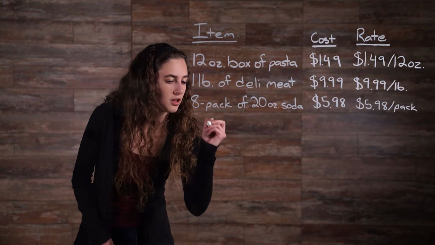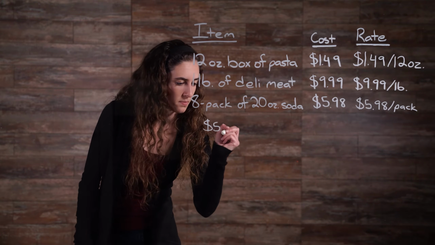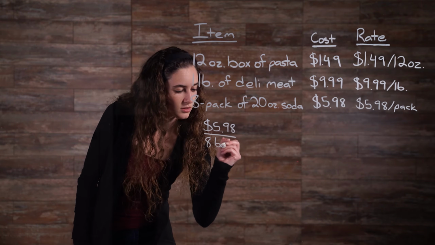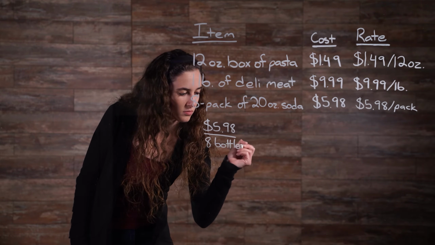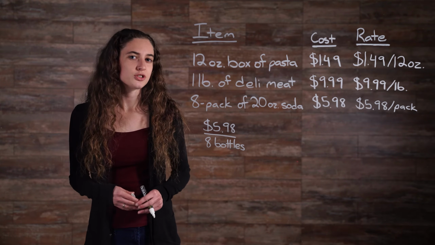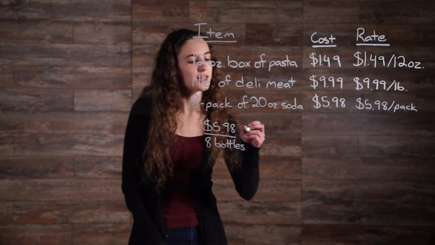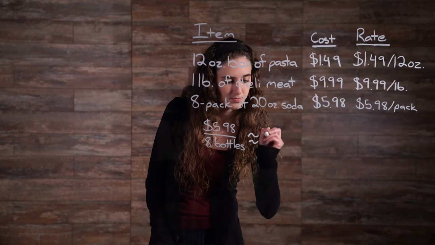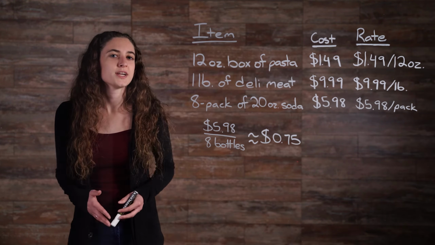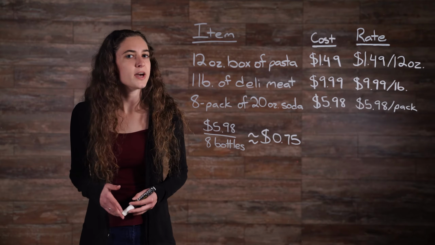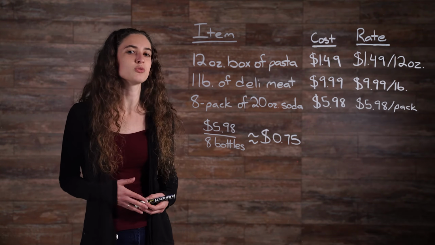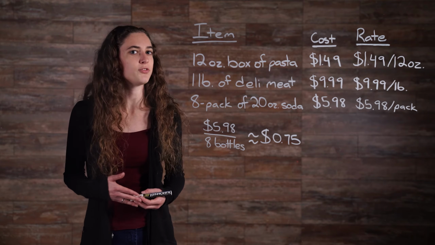The ratio of $5.98 to 8 bottles provides that information. This quick calculation tells me that each 20-ounce bottle costs approximately 75 cents. This breakdown to determine the cost per bottle may be helpful to determine whether I buy the 8-pack of one type of soda or the individual 20-ounce bottles of another brand on sale for 50 cents each.